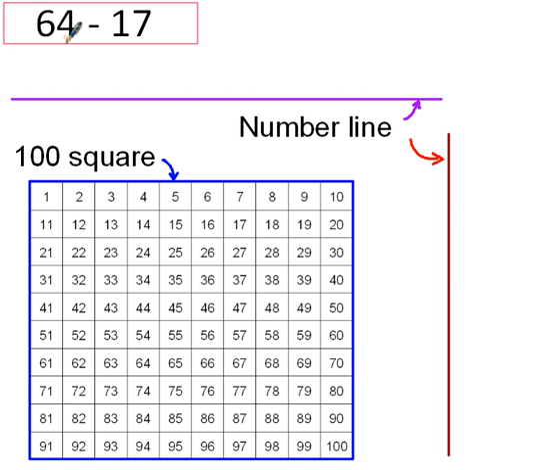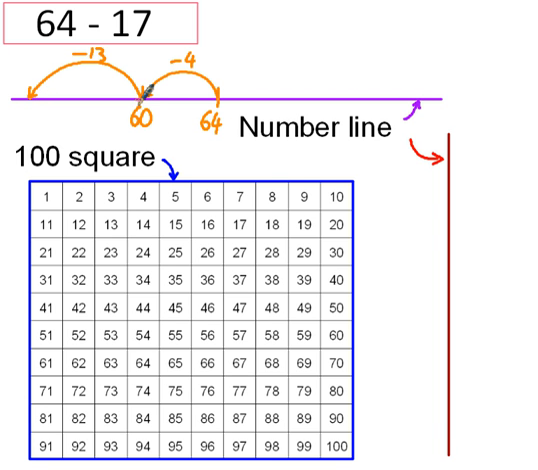64 take away 17. So if I write 64 on my number line, I'm counting backwards. I've got to count back 17. But to start with, what would really help is if I only counted back as far as 60, because that is a much friendlier number to count back from. By doing that, I've already counted back 4. Now, how much more do I need to count back? I need to count back another 13. And in that way, I will have counted back a total of 17.